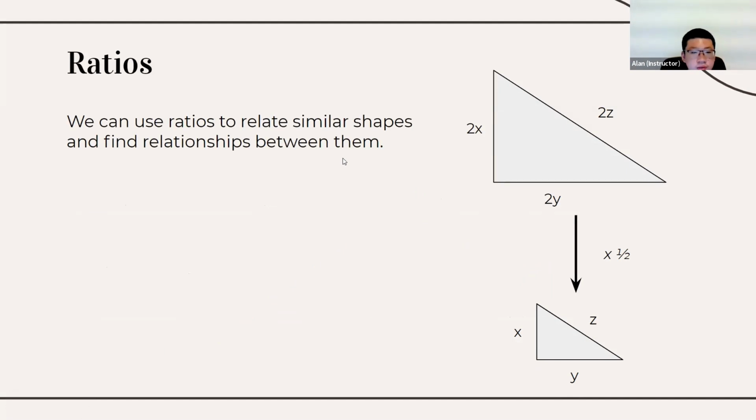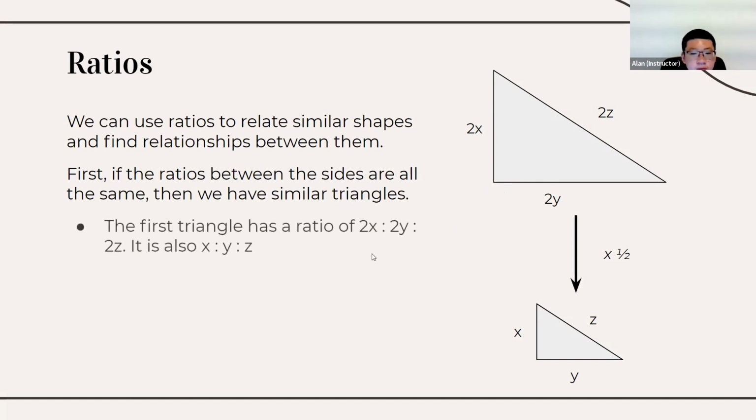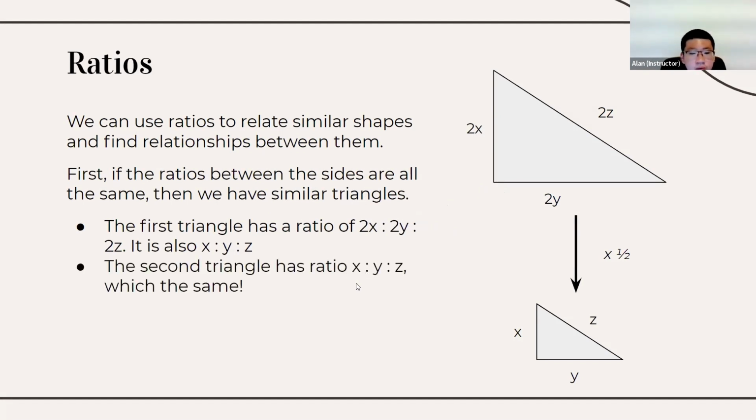So we can use ratios to find the relationship between similar shapes. So first, we're going to use it to determine if they are similar. So first of all, if the ratios between the sides are the same, then they're similar. In this example, we're using triangles, because it's the easiest shape to make an example with. So the first triangle, its sides have a ratio of x to y to z, and the second one also has the same ratio. The ratio between their sides is the same, which means that they're similar triangles.